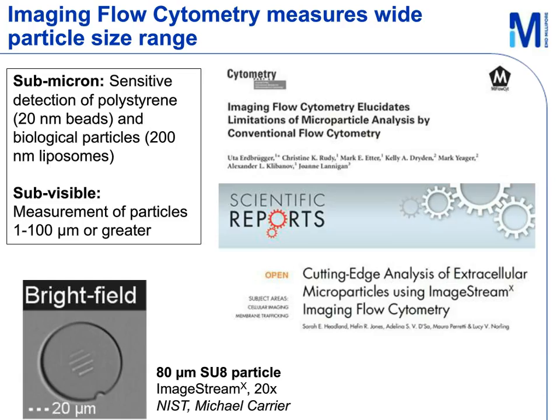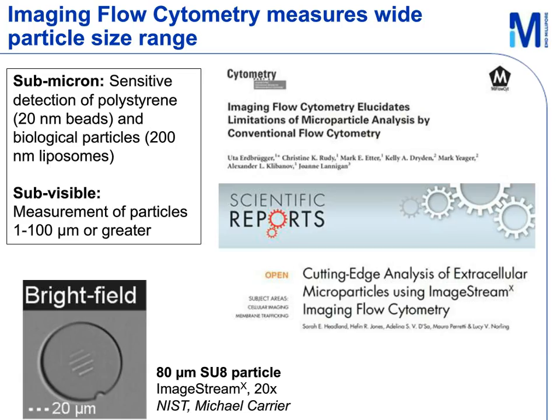These papers showed that imaging flow cytometry was more sensitive to detection of small particles compared to traditional flow cytometry, allowing sensitive detection of fluorescently labeled polystyrene beads as small as 20 nanometers and biological particles such as liposomes as small as 200 nanometers. In addition to measuring small particles, imaging flow cytometry can also simultaneously image large particles, which is limited only by whether or not that particle can fit within the field of view of an image channel.